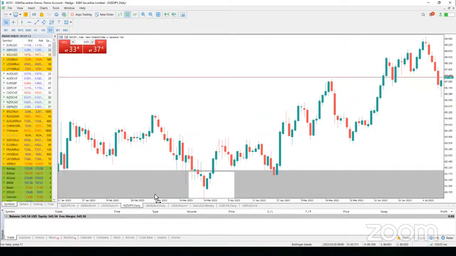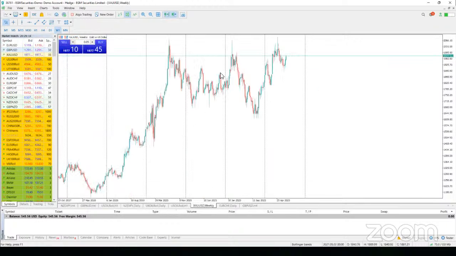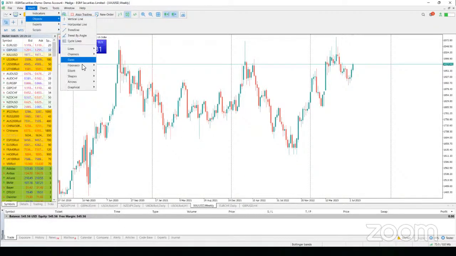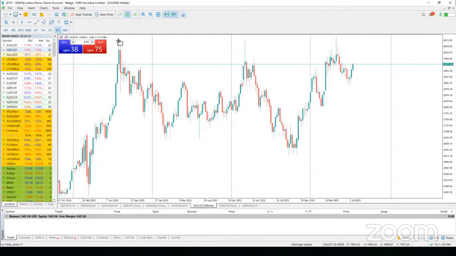Let's keep looking for more examples. And let's go to gold. Really very interesting. It's one of the most interesting instruments to trade. Look at key areas on gold. And this is a weekly chart.